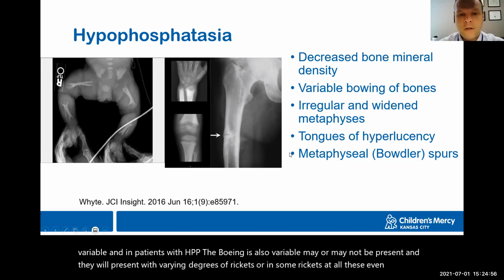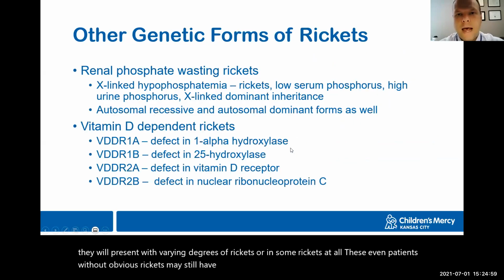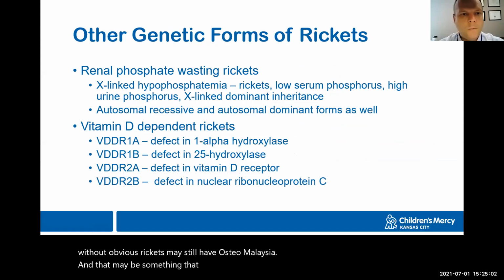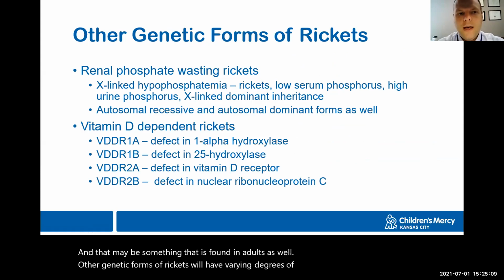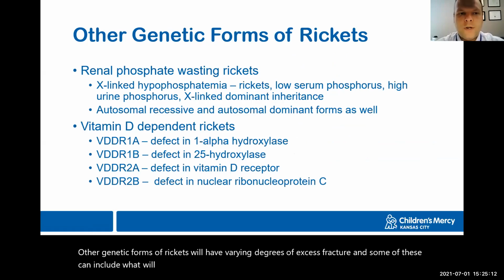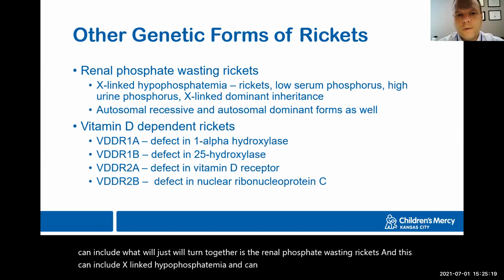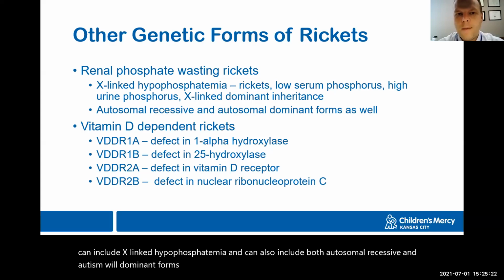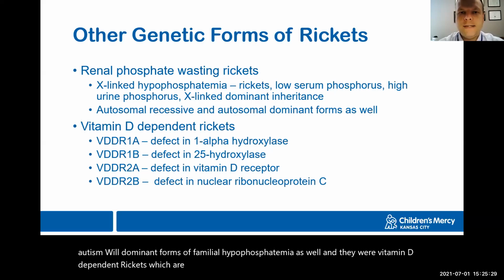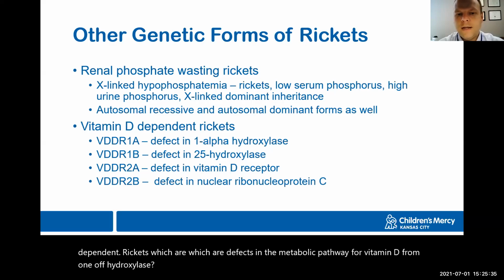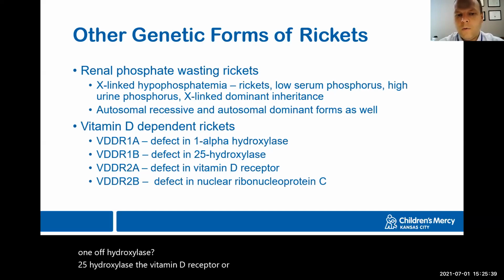Even patients without obvious rickets may still have osteomalacia, and that may be something that is found in adults as well. Other genetic forms of rickets will have varying degrees of excess fracture, and some of these can include what we'll term together as the renal phosphate wasting rickets, and this can include X-linked hypophosphatemia, and can also include both autosomal recessive and autosomal dominant forms of familial hypophosphatemia as well. And there are vitamin D dependent rickets, which are defects in the metabolic pathway for vitamin D, from 1-alpha hydroxylase, 25 hydroxylase, the vitamin D receptor, or VDR2B, which is a defect in the nuclear ribonucleoprotein C.